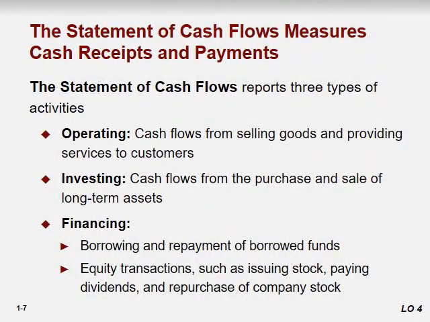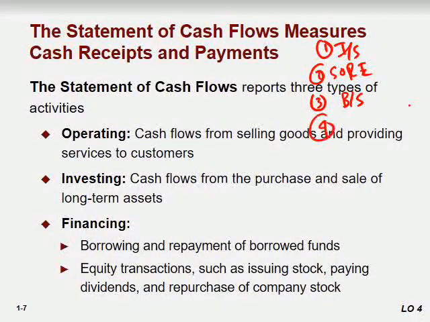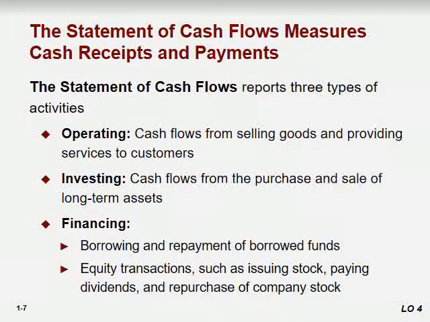so up till now we have discussed our three financial statements. Number one, we discussed the income statement. Number two, we discussed the statement of retained earnings. Number three, we talked about the balance sheet, and number four, we will talk about the statement of cash flow, right? So let's talk about that. The statement of cash flow reports three types of activities: operating, investing, and financing.